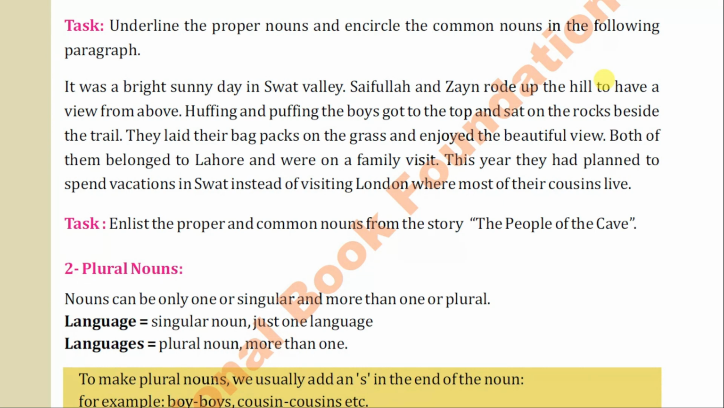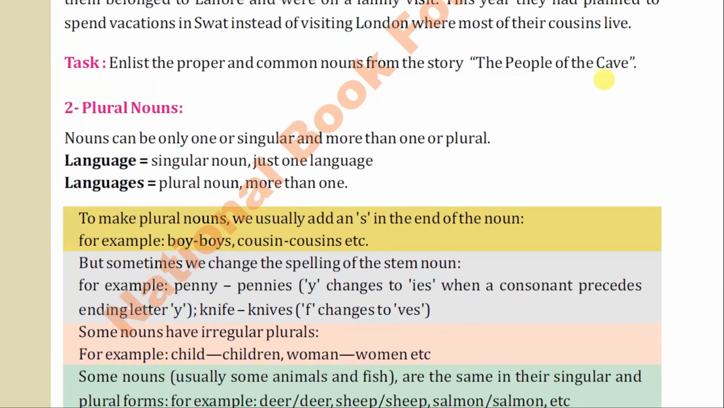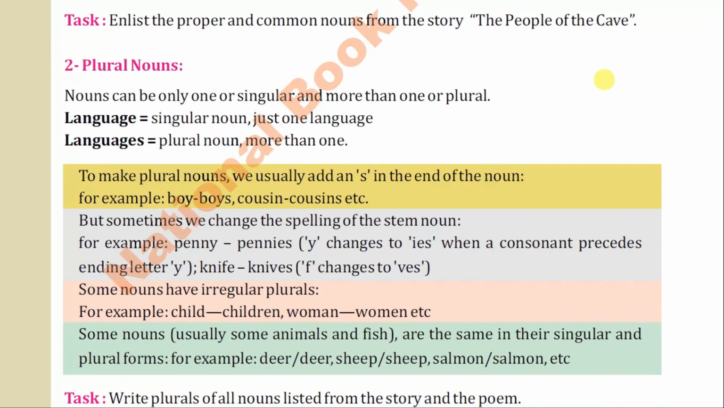Now list the proper and common nouns from the story, The People of the Cave. We have already read the story. Now you will read the story again and then you will point out the common nouns and proper nouns in the story. This is also a task that you will do in your books. There is no need to do that task in the copies. You will do that in your books.